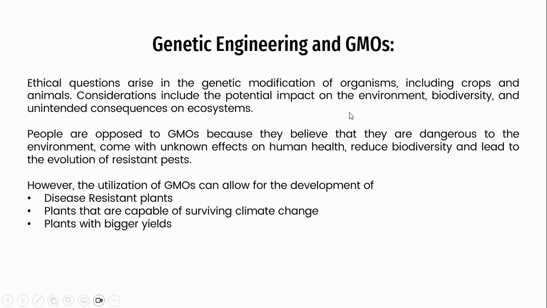But yeah, the next thing we wanted to get into is genetic engineering, and speaking about GMOs, a lot of ethical questions arise in the genetic modification of organisms. That includes crops and animals, and right now also humans. Considerations include the potential impact on the environment, the biodiversity, and unintended consequences on the ecosystem. People are opposed to GMOs because they believe they are dangerous to the environment. They come with unknown effects on human health. They reduce biodiversity and lead to the evolution of resistant pests. However, the utilization of GMOs can allow for the development of disease-resistant plants, plants that are capable of surviving climate change, and plants with bigger yields.